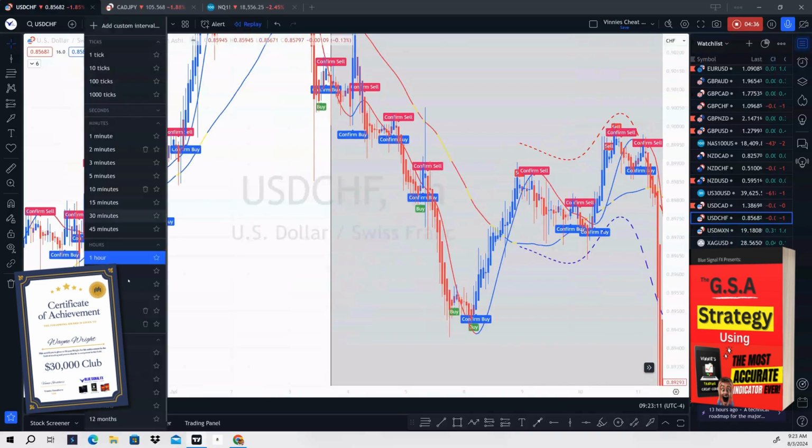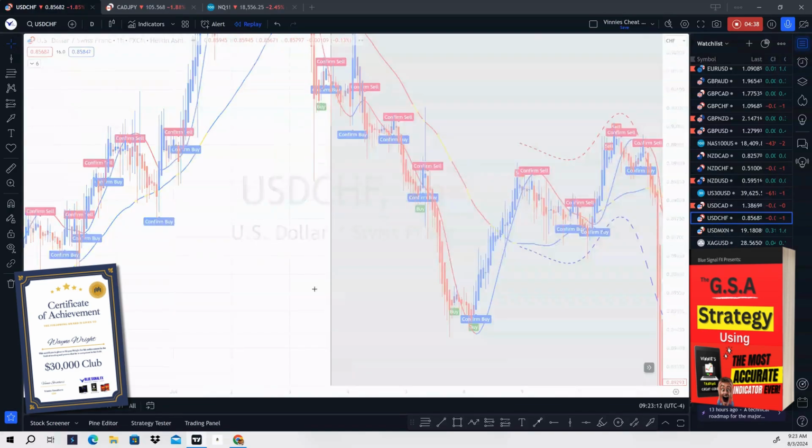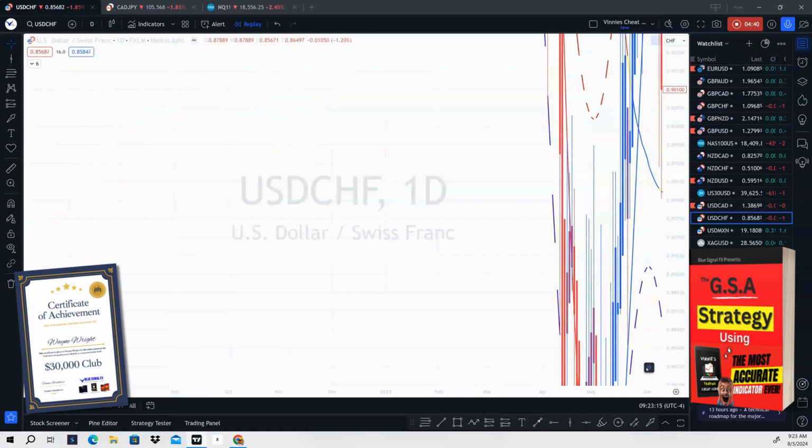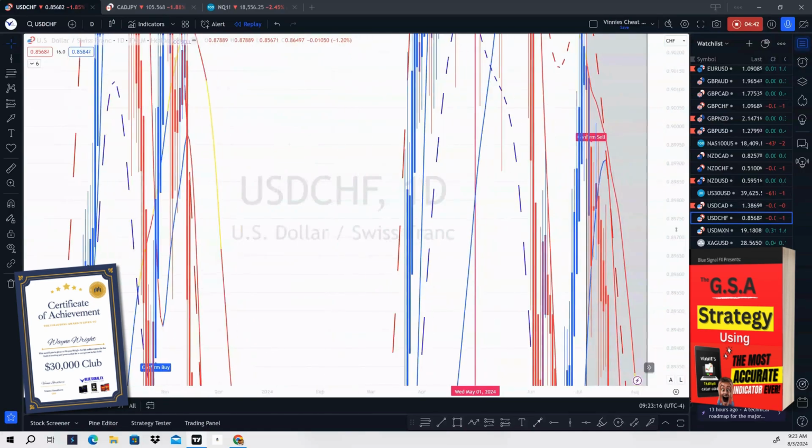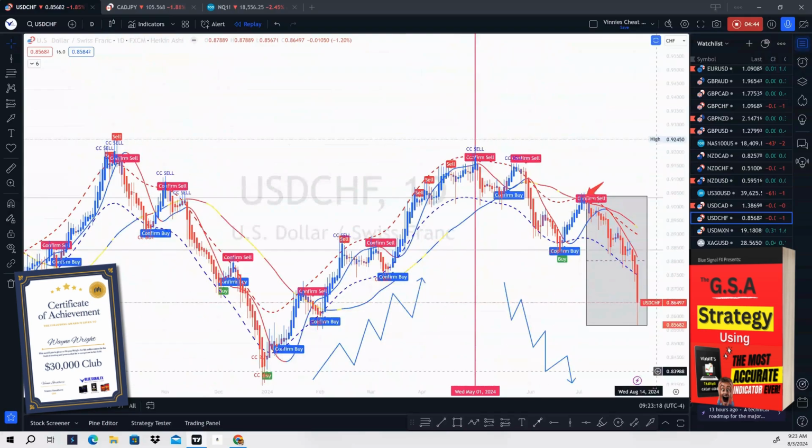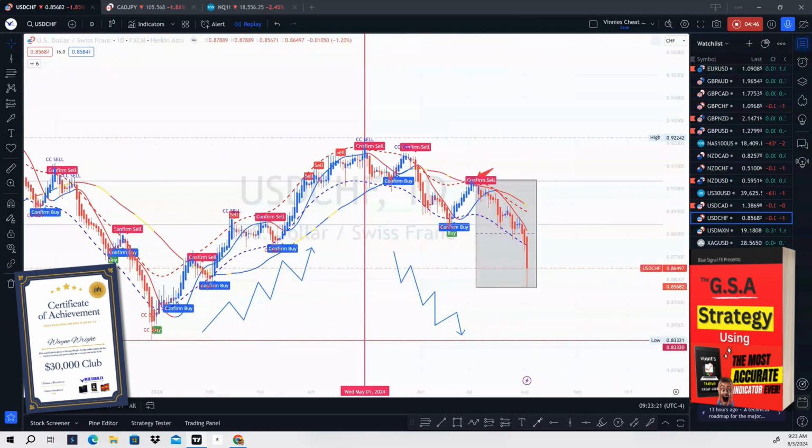So let's see it from the daily time frame. Okay. So that is how we were able to catch that move. So the first thing that I'm going to do is walk you through, step by step, my thought process on how to catch these swing trades and what I'm looking for in the market.